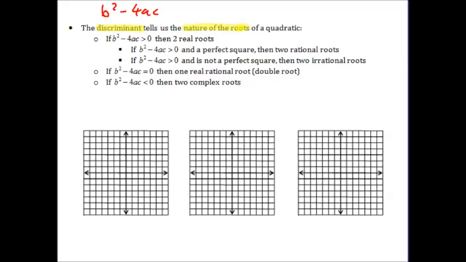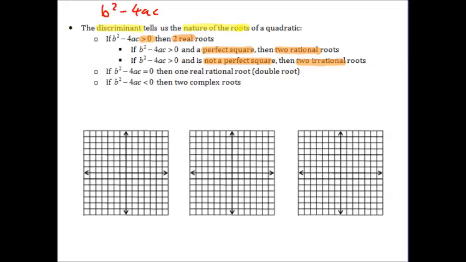If the discriminant b squared minus 4ac is greater than 0, then we have two real roots. And there can be two different possibilities. If it is also a perfect square, then the two real roots are rational roots. If that number is not a perfect square, then we have two irrational roots.